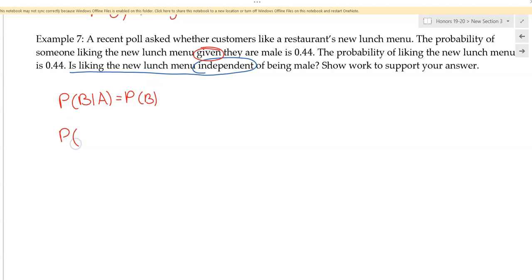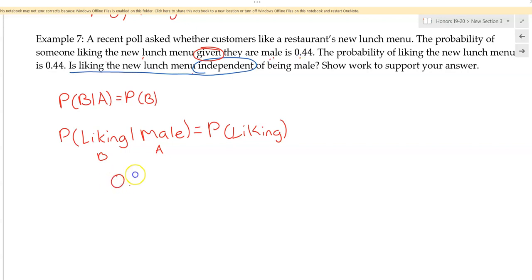So that's the probability of liking given male. So this is B and this is A. So that has to equal the probability of liking. So the probability of liking given male is 0.44. And the probability of liking it is 0.44. So yes, they are independent.